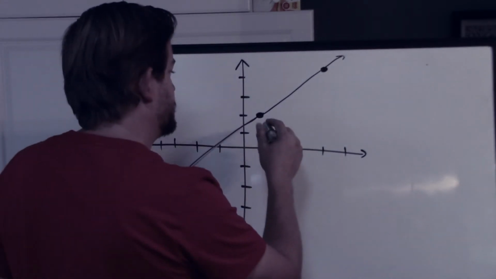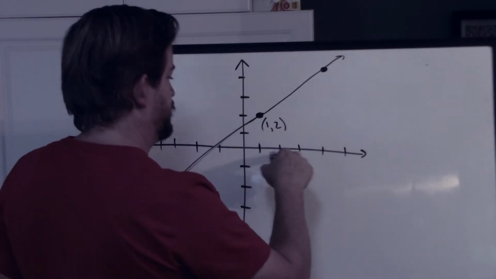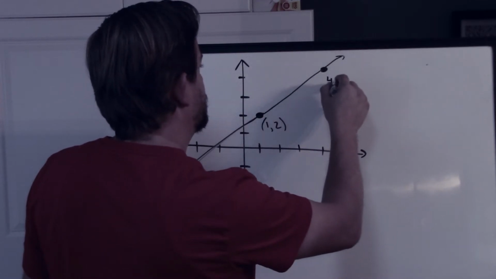On this line, this point here, let's say is 1, 2. And this point here would be 1, 2, 3, 4.